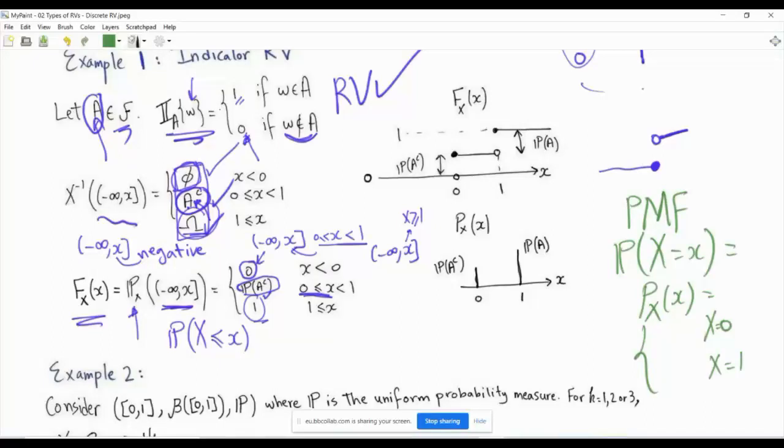So what is the probability that the random variable goes to 0? Remember, this was basically the probability of A complement. It is mapped to 0 if small omega is not in A. So this is the probability of A complement. And it is mapped to 1 if it is in A. So this is the probability of A. And of course, the sum of these two is equal to 1.